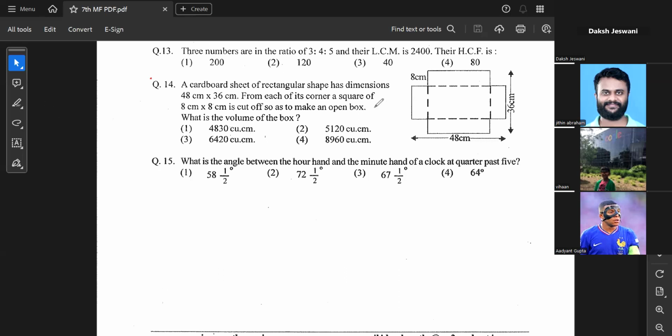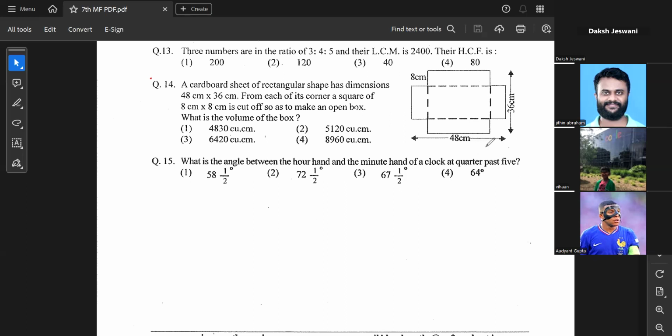Yes, sir, let me just check. A cardboard sheet of the rectangular shape has dimensions so and so. Acha, this is the total overall dimension. From each corner, a square of 8 into 8 is cut. Okay. What is the volume of the box? I have solved this problem in the class. We just have to multiply. Yes, sir. Correct, correct. I've already solved.